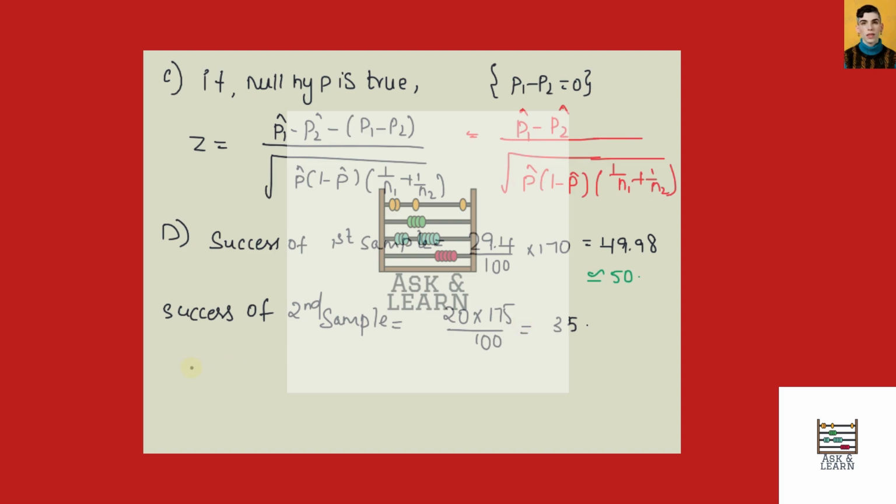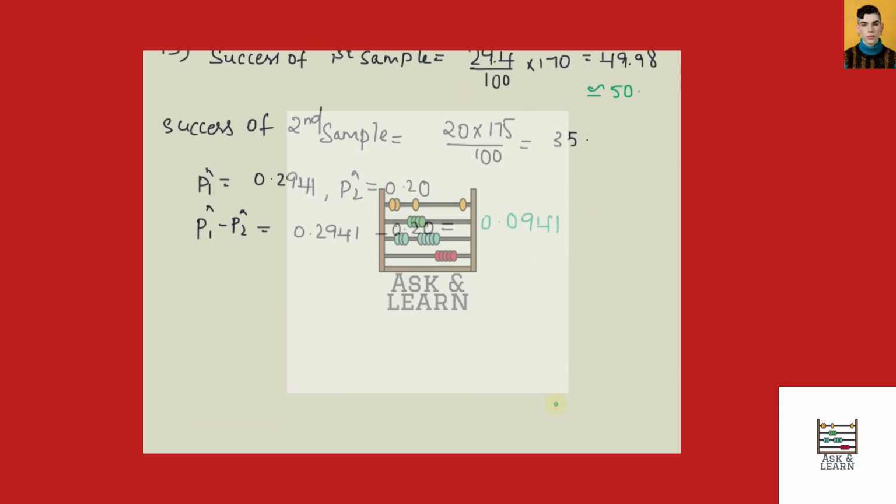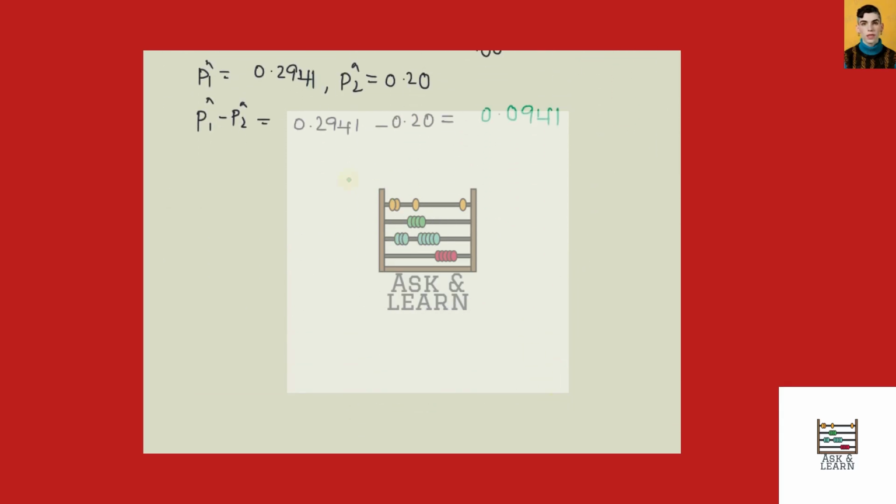So here proportion value will be P1 cap is 0.2941 and P2 cap is given as 0.20. So then the subtraction, the difference between P1 cap minus P2 cap will be 0.2941 minus 0.20, which is equal to the value 0.0941.